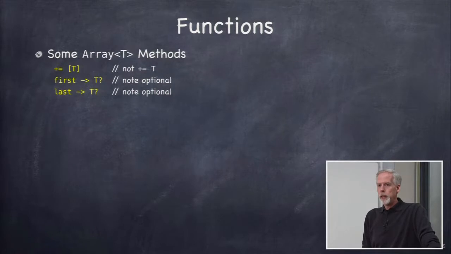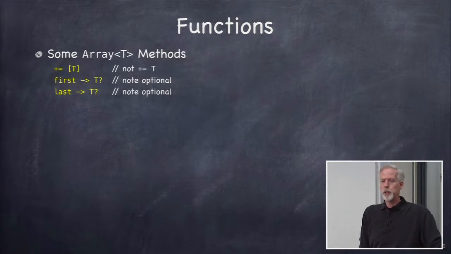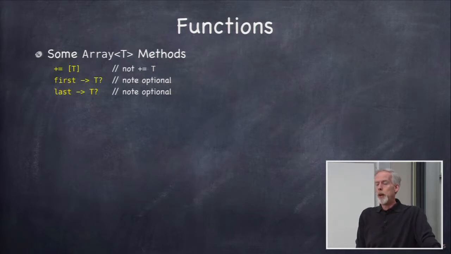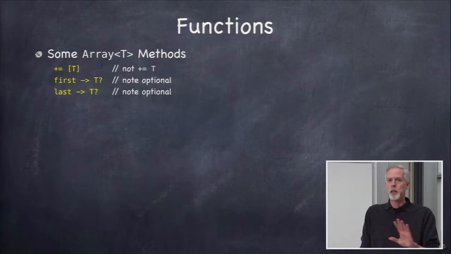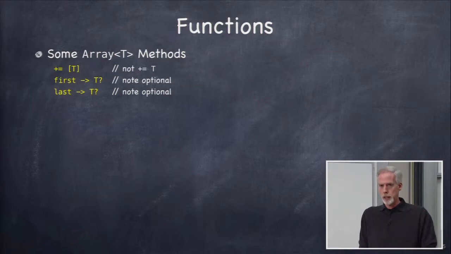There's a couple of interesting properties in Array, first and last, that will return the first or last item in the array. What's interesting about them is that they return an optional. So they don't do array index out of bounds. They'll return nil if your array is empty. Okay, so you should know about these because they can make your code read really nicely sometimes.